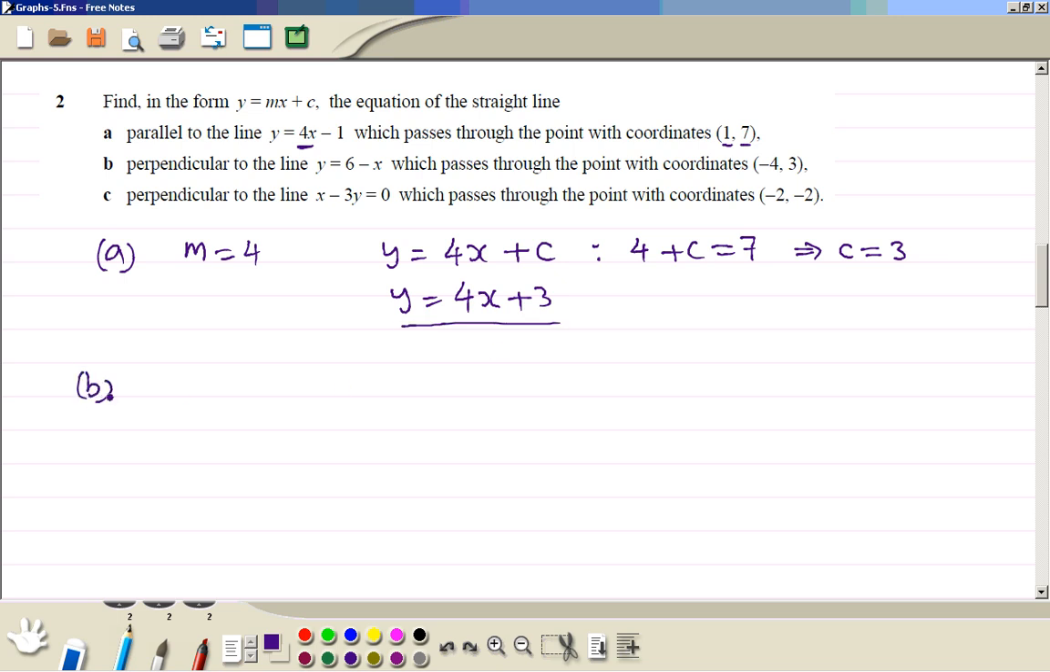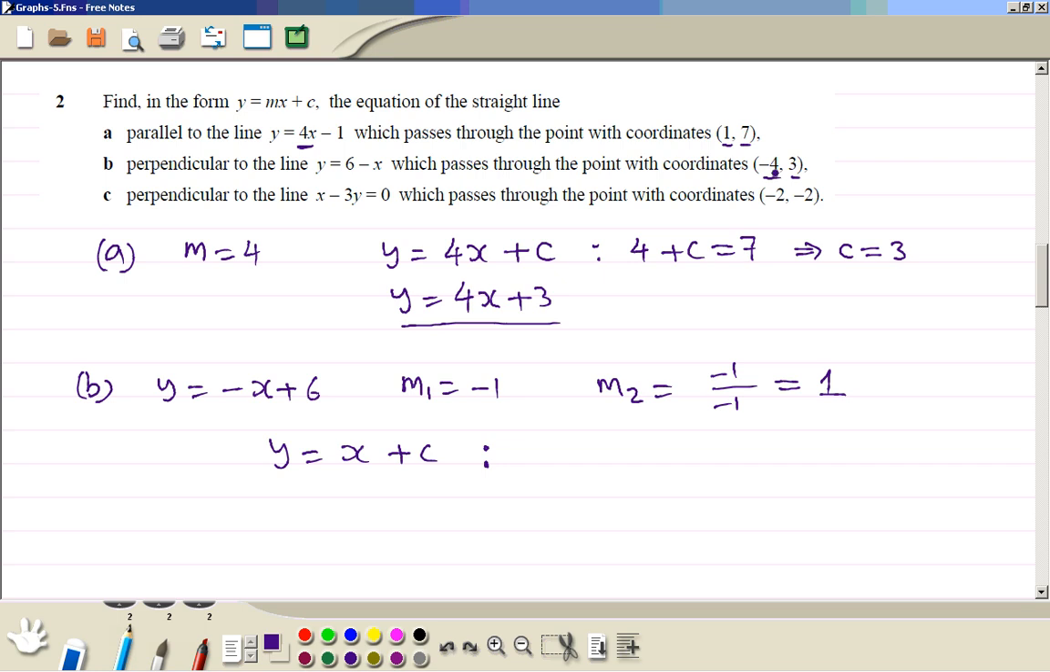Then B, so we have the equation y equal to minus x plus 6. So m1 is equal to minus 1. So the gradient we need will be minus 1 divided by minus 1, which is just 1. So the equation is y equal to 1x plus c. Now we substitute these two numbers.